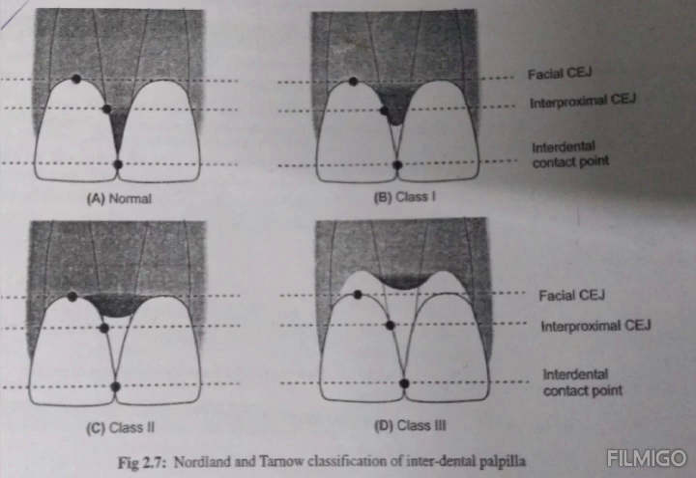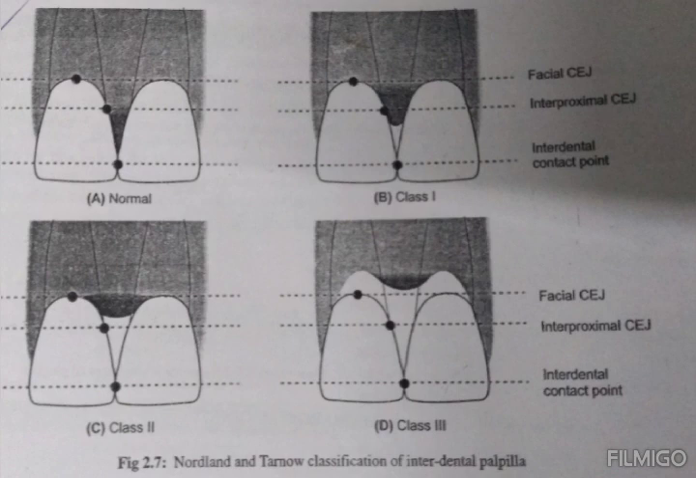Next, moving on to the Nordland and Tarnow classification of interdental papilla. The first picture is normal and the second picture is class 1. There is an interproximal contact point and interproximal CEJ. Between them, 1/3 portion is lost. So, this is class 1, and class 2 is where there is a complete gap between the interdental contact point and interproximal CEJ.